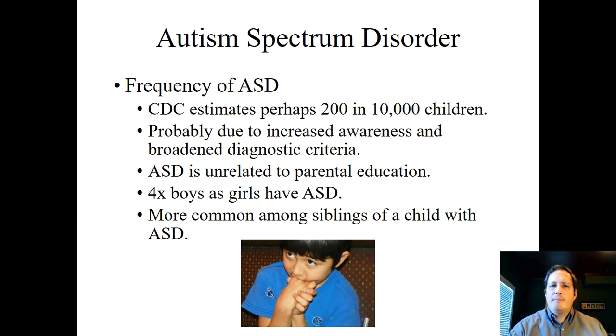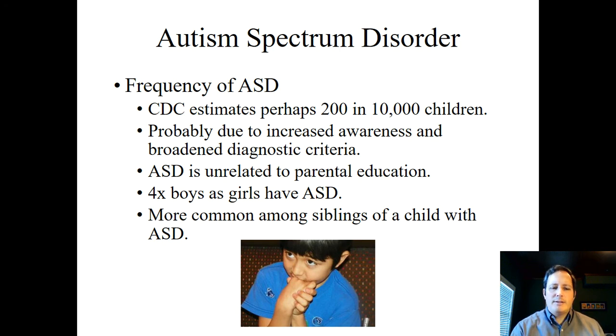As far as frequency, the CDC estimates that about 200 out of every 10,000 children will have autism spectrum disorder. You've seen a pattern of increase in the diagnosis of autism spectrum disorder over the last 20 years. A lot of that is not because we all of a sudden have this huge increase, but rather it's just increased awareness leading to more diagnosis. And the fact that when you collapse 4 categories into one category, you're going to also see an increase there.